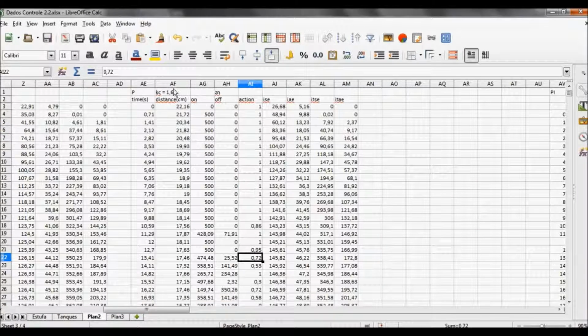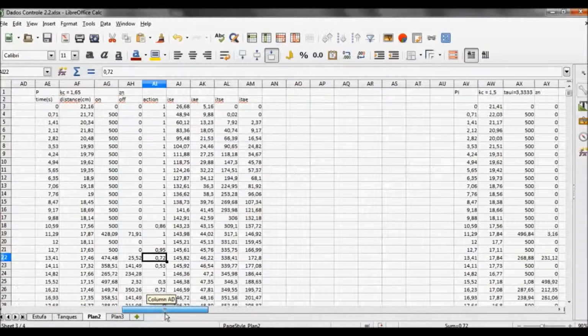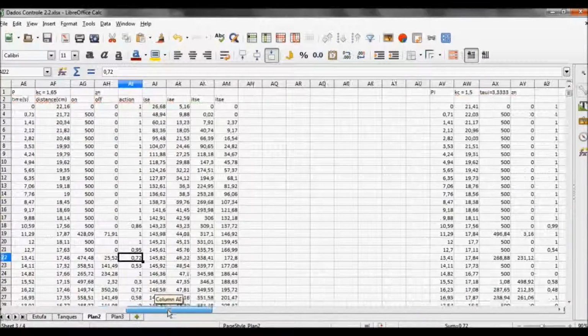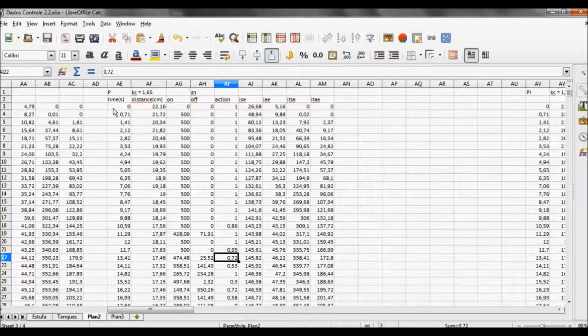For each of the four tunings applied, Cohen-Coon and Ziegler-Nichols, P and PI, using the Arduino Nano board as the controller, the data of level versus time was obtained along with the performance parameters ESE, EI, ITSE, and ETI to be possible to evaluate which tuning showed better efficiency.